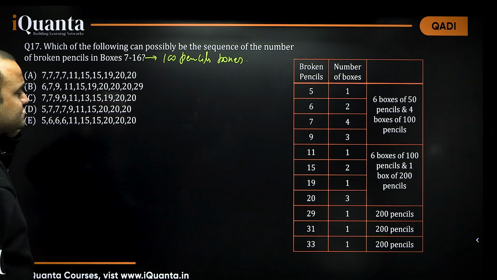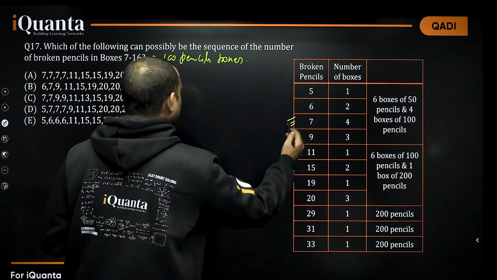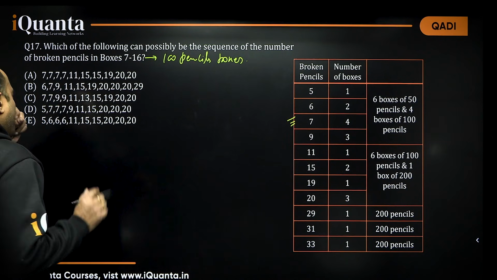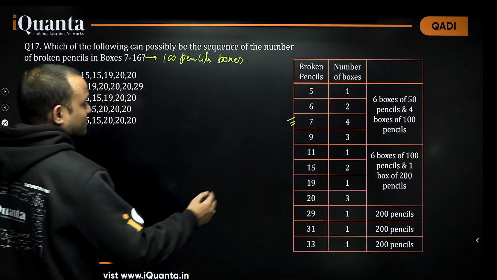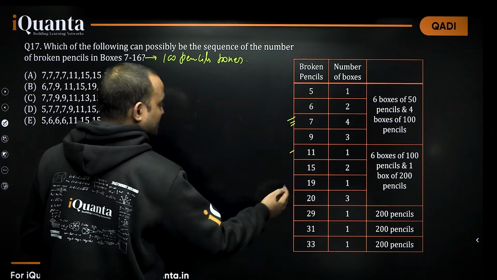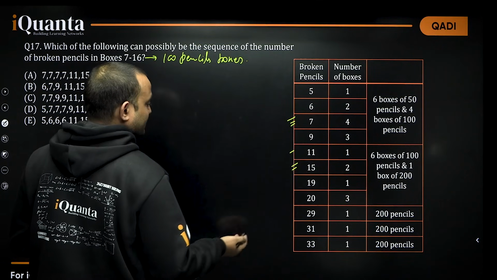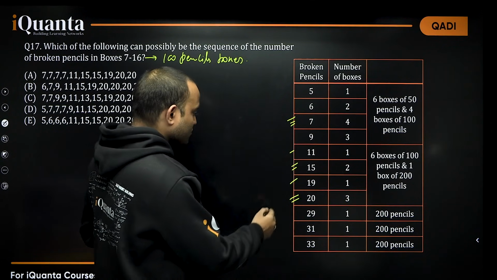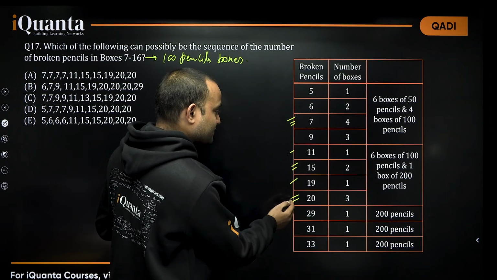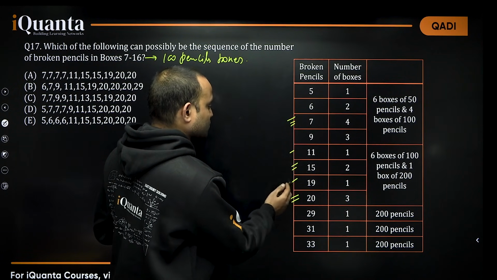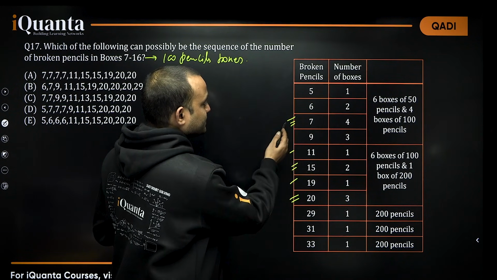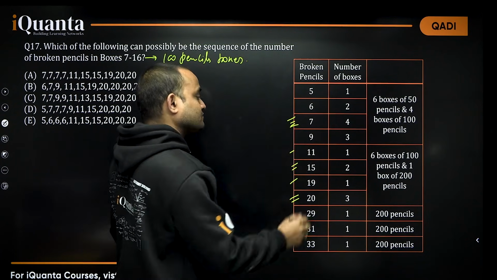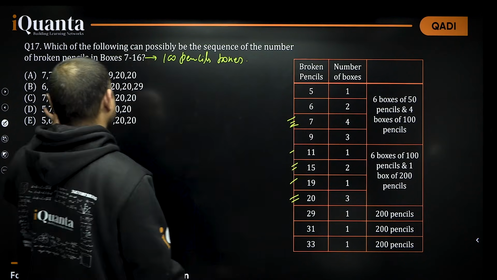So let's check. Option A: 7, 7, 7, 3 times, okay. Then we have 11, then we have 15, and then we have 19, then we have 20s. So out of these 4, we can have 6 exactly, 2, 2, 2, 6, and out of these, we have 4, 7 4 times, okay. So all good, right? This is possible.